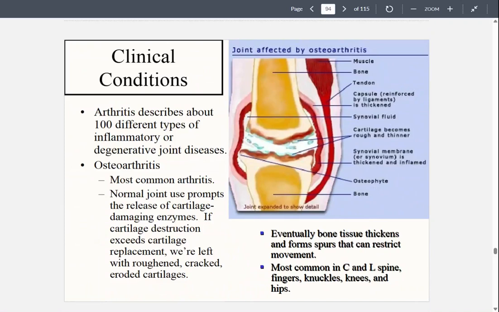Essentially, we have cartilage damaging enzymes that are released through normal wear and tear, and at some point they become excessive. In other words, we're destroying more cartilage than we're replacing. And when that happens, we get rough, cracked, eroded cartilages that then have abnormal effects on the joint. So this is the knee joint that's shown here, so we're going to talk about this based on the knee.